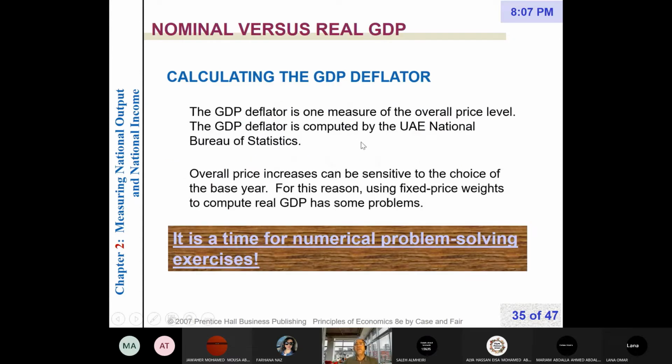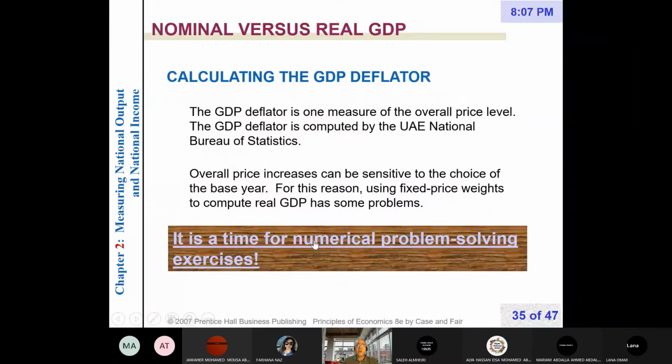So GDP deflator is a price index computed by the Statistics Center on behalf of the government, and GDP deflator is sensitive to the use of the base year.